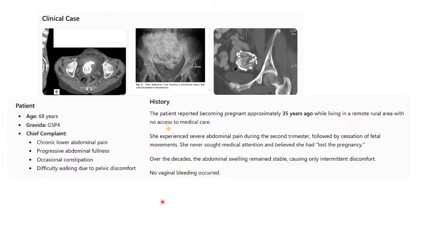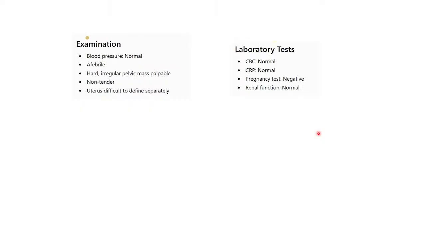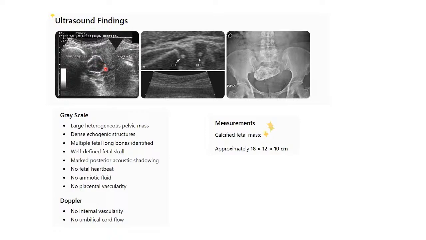So the examination: blood pressure was normal, irregular pelvic mass palpable, non-tender, uterus difficult to define separately. So the laboratory tests: CBC normal, CRP normal, pregnancy test negative, renal function normal. The ultrasound findings, look at what is here. You can see here the fetal remains, you can see here on X-ray what we have there.